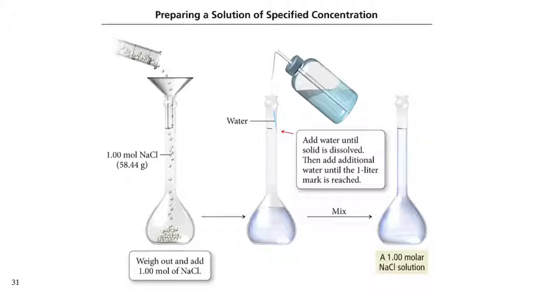You put your hand around the neck of the flask, and you put your thumb over the stopper so it doesn't come out. And then you have to invert the flask and wait for the air bubble to go all the way up, and then tip it right side up again, and you should do that like 20 times to make sure that it's thoroughly mixed. And then you have your 1 molar sodium chloride solution.